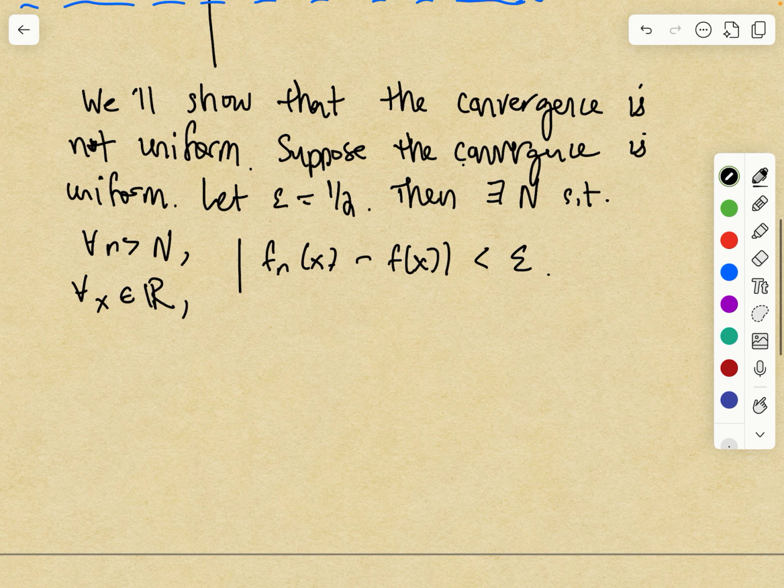Now we have this inequality that is supposed to be true, and what we're going to do is find an x for which the inequality is not true. And then that will be the contradiction. So what does this inequality tell us? This f sub n of x is 1 over 1 plus x minus n squared, minus 0, so this is less than 1/2.